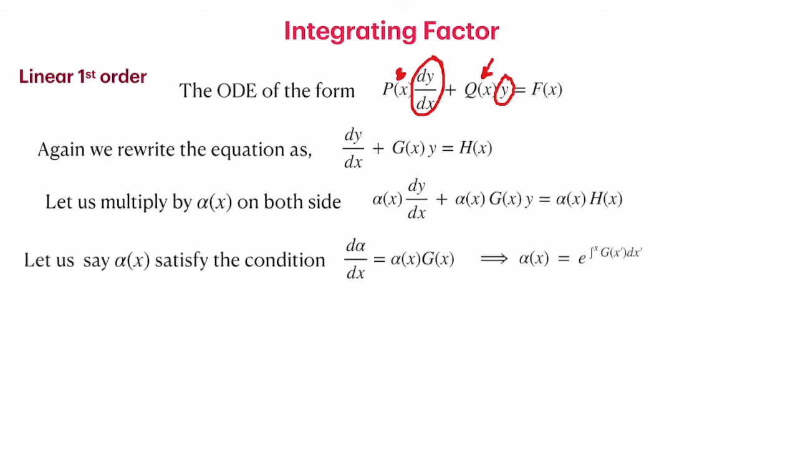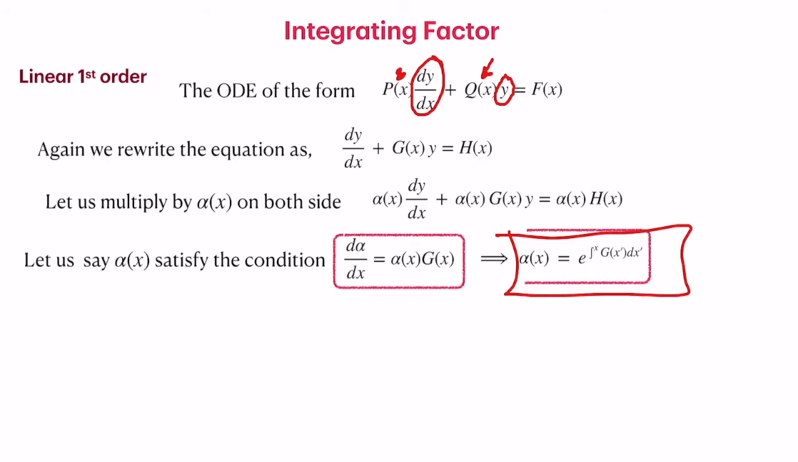So once we have this, we put the condition on alpha of x such that the differential equation is exact, and that condition is d alpha by dx is equal to alpha into g. Now this can be easily integrated and we get an expression for alpha equal to e power integral g of x dx. So this is a way of finding the integrating factor for a first order linear differential equation.